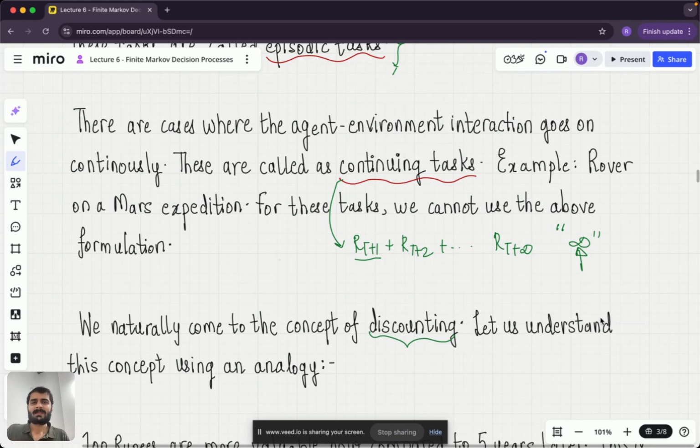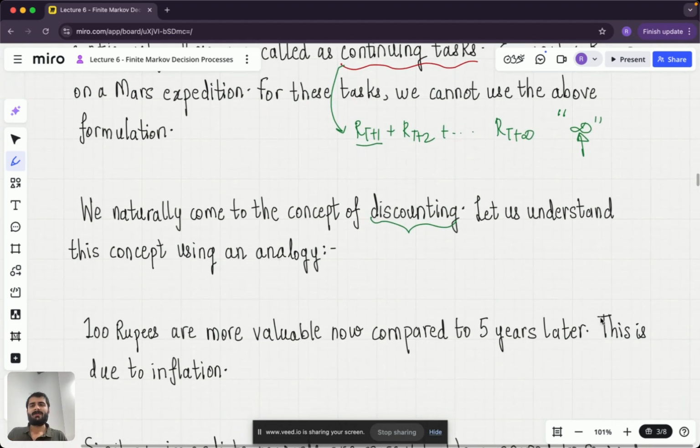We'll try to understand this with a simple analogy. Let's say I have a 100 rupee note in my hand right now, and I ask you the question: the 100 rupee note is valuable right now, will the value of this note be the same 5 years later? And the answer to this question is no, because of inflation, with the same 100 rupees you are able to get fewer items as compared to the number of items you might get right now. So the value of this note keeps on decreasing as time passes on.